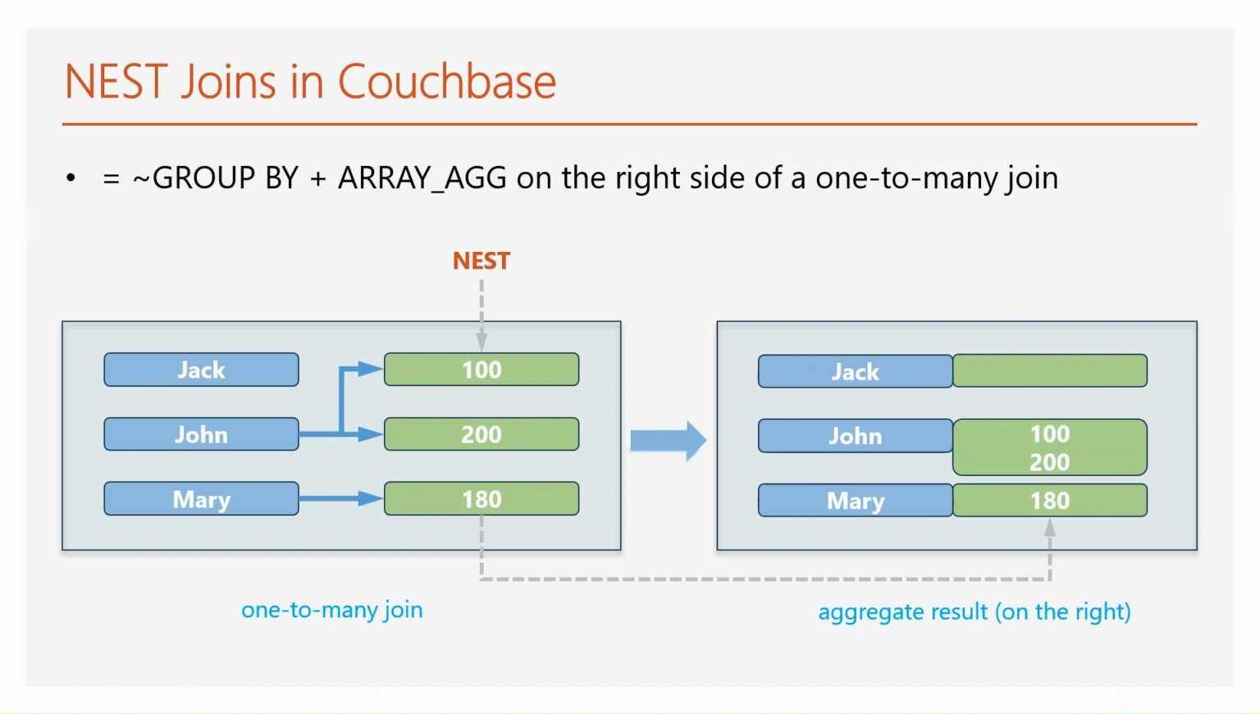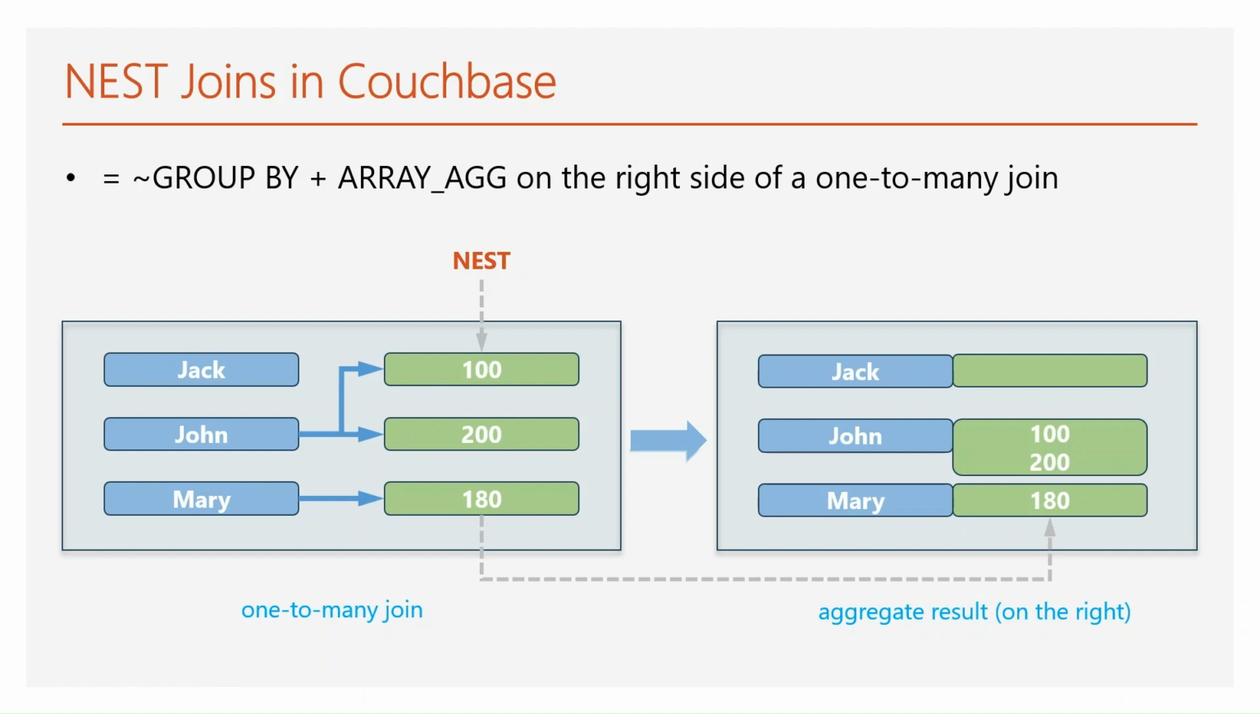Okay, what they say at Couchbase is that a nest join may be looked at as the reverse operation of unnest. Well, to me, I found it more similar to a group by followed by an array AGG call on the right side of the one-to-many join. I'm not sure if I covered all possible cases, but look, I had this example here. I had Jack, John, Mary, with different bills here. So one-to-many join, and instead of using a left join, I used a left nest.